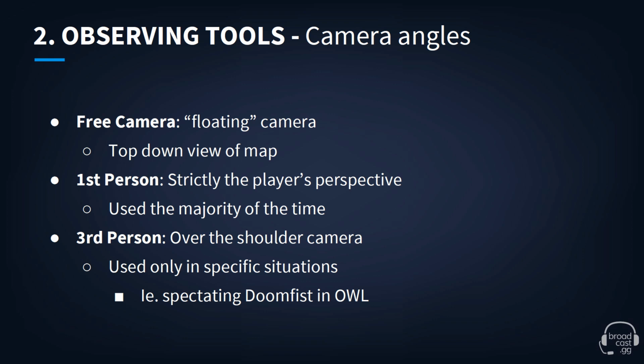The second kind is first person camera. This is the camera that you'll be controlling with your keyboard. This shows strictly the player's perspective, as if you are Tracer watching through her eyes where all the rest of her teammates are and what the map looks like. This is going to be the camera angle that's used the vast majority of the time in any game, LAN and remote.